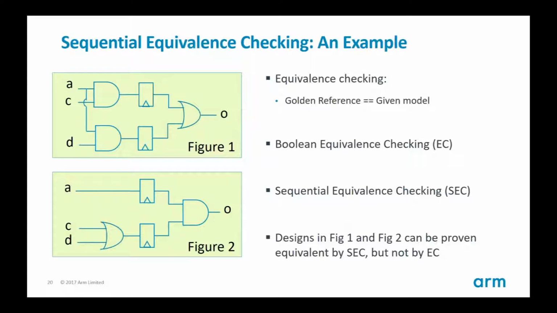For example, if you look at the two designs on the left, the corresponding flops between figures 1 and 2 are not equivalent. But if you were to do an end-to-end verification, then these two designs are equivalent. And you have to use a sequential equivalence checker tool to be able to prove that.